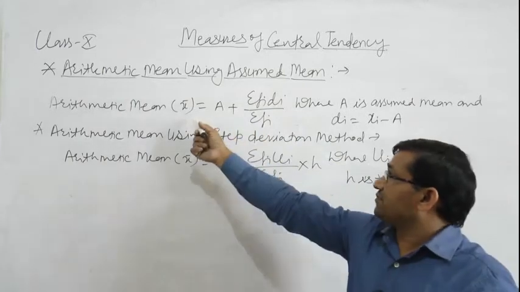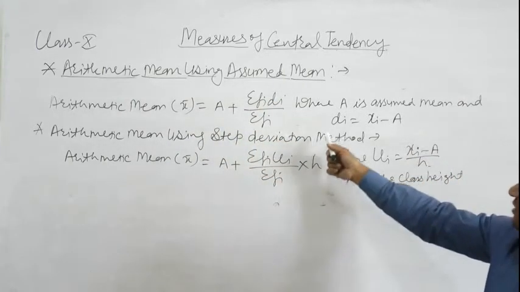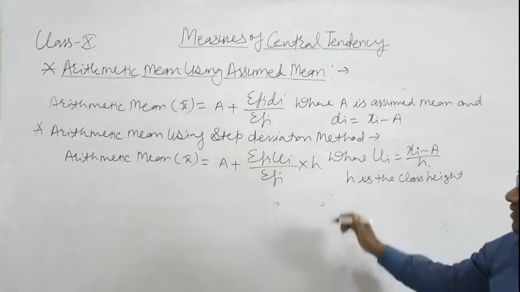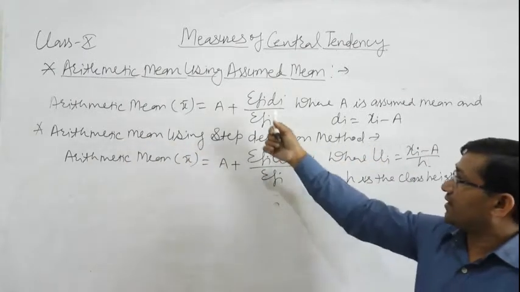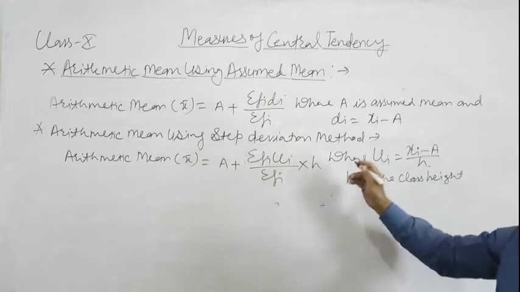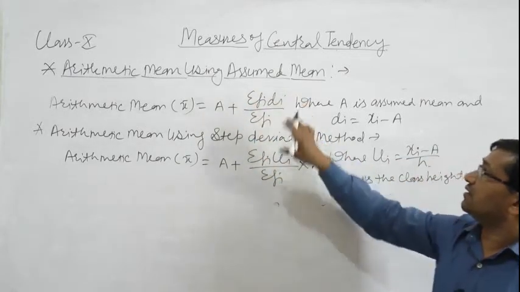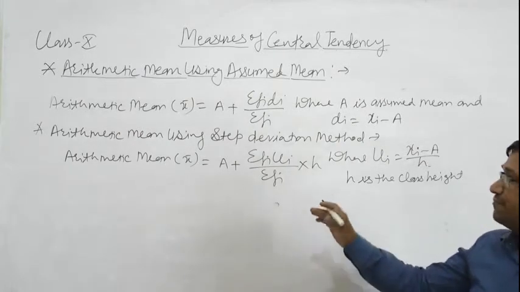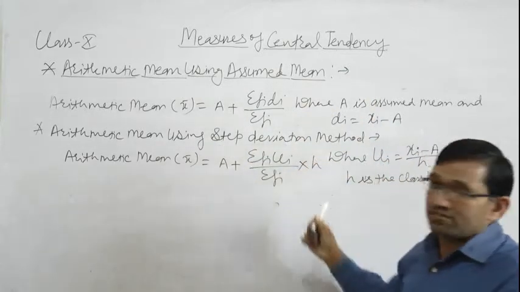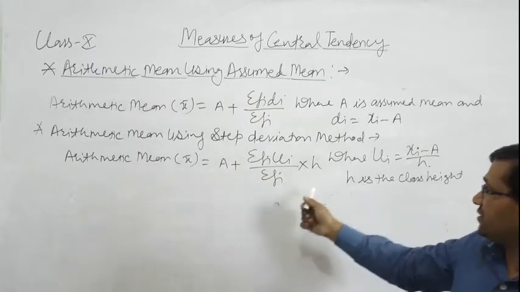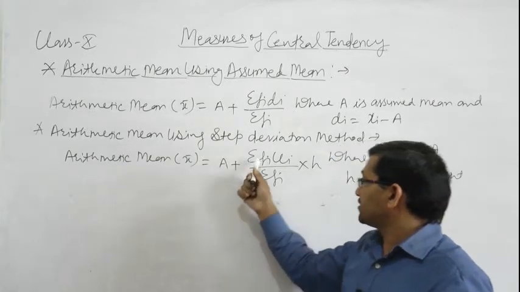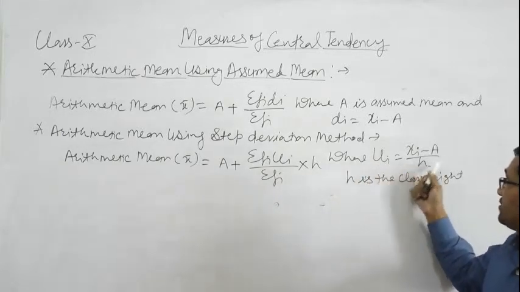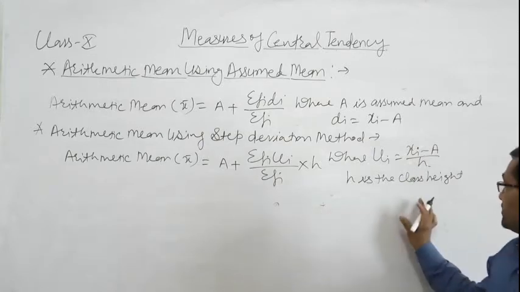First is arithmetic mean is equal to a plus sigma fi di upon sigma fi, where a is the assumed mean and di is equal to xi minus a. And the second method is known as finding arithmetic mean using the step deviation method. This is also part of assumed mean. This is the second formula using assumed mean, known as the step deviation method. In this method, arithmetic mean is equal to a plus sigma fi ui upon sigma fi multiply h, where ui is equal to xi minus a upon h, where h is the class height.